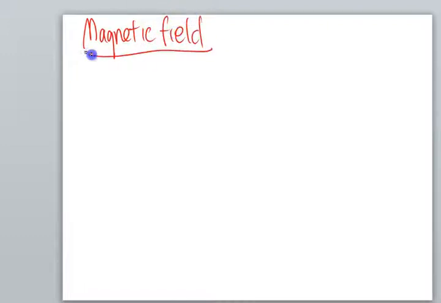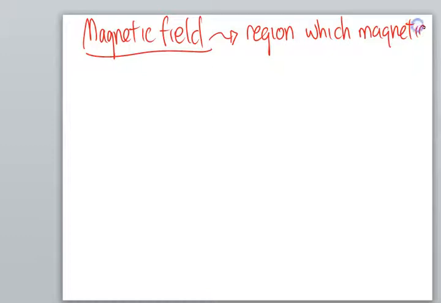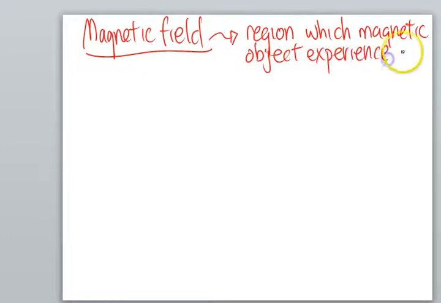Okay, now we're down to the last part for magnetism. Now we're going to talk about the magnetic field. So magnetic field, what are they? A magnetic field is actually a region which a magnetic object experiences a force.